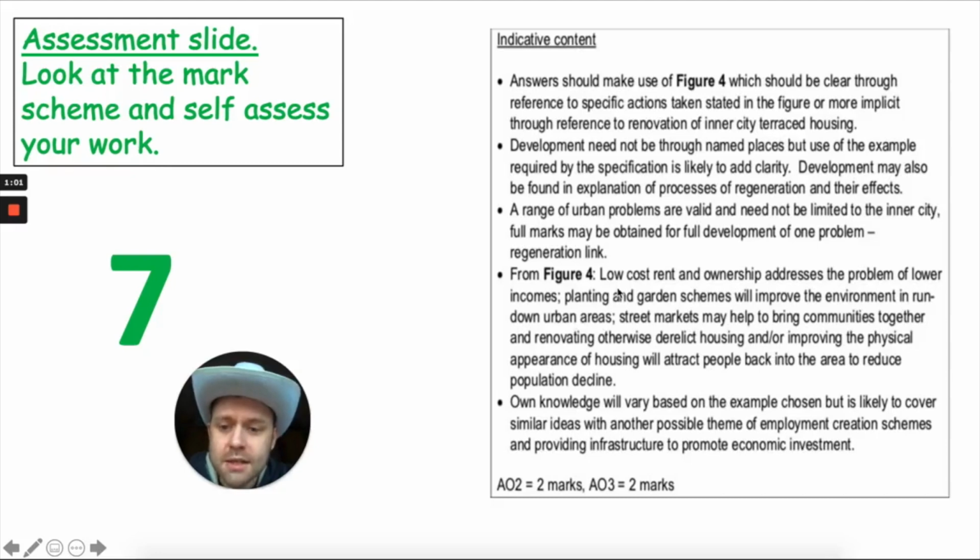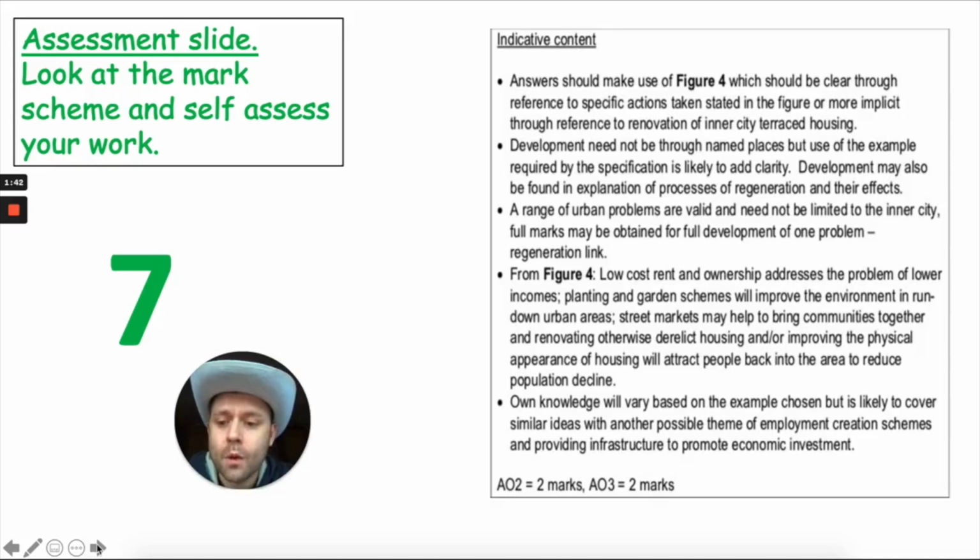So I've written a couple of sentences about that. And then own knowledge will vary based on the example chosen, but similar ideas with another possible theme of employment creation schemes. Okay, so you could have said, in Birmingham, Brindley Place is being developed on a brownfield site. Several businesses have moved into the area, such as All Bar One, and this has created employment. All right, so AO2, geographical understanding and explanation. AO3, interpreting the figure, and applying your knowledge.